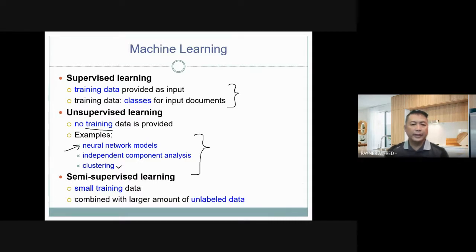Okay, for semi-supervised learning, we will mix some of the data from here and also from here. So some of the data has labels, some of them do not have any label, so that's why they call it semi-supervised learning. Right?